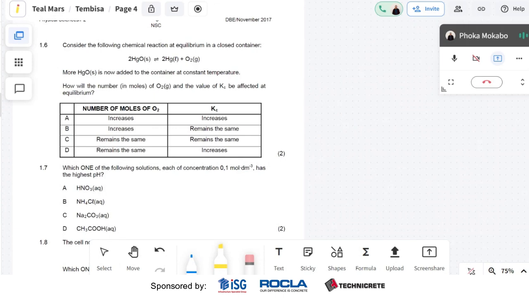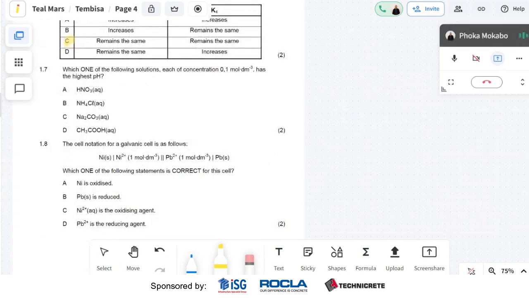Well, given the fact that HgO is in solid form, the oxygen gas number of moles would actually not increase either, and you will have them also remain the same. So in actual fact, the answer would be C. Both will remain the same.